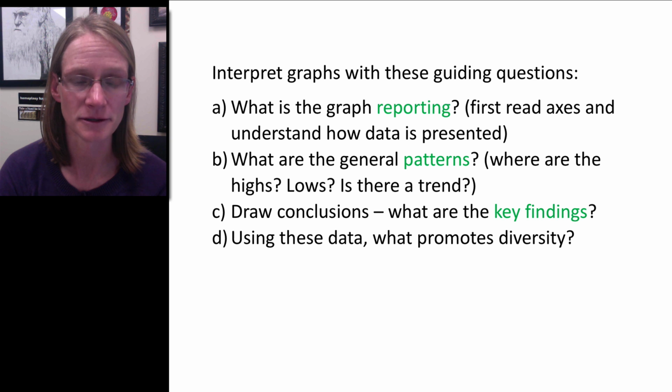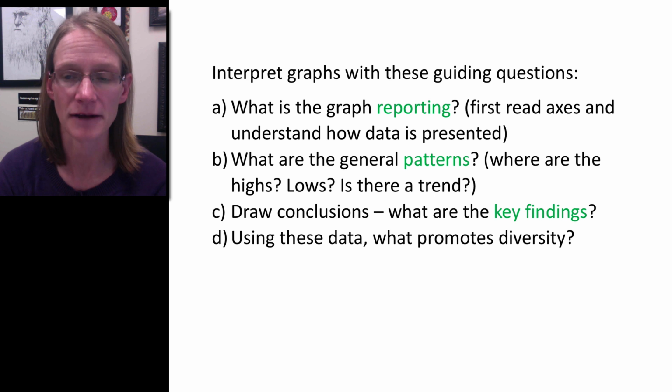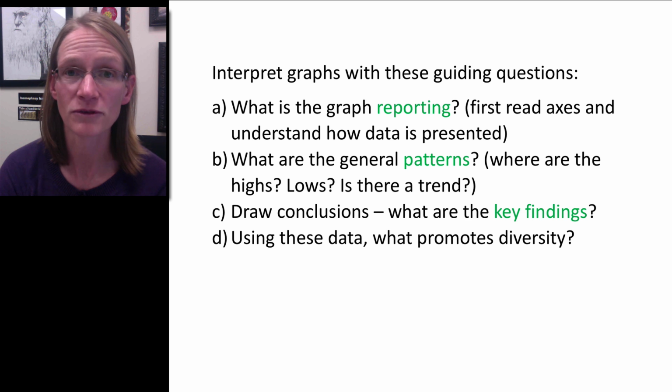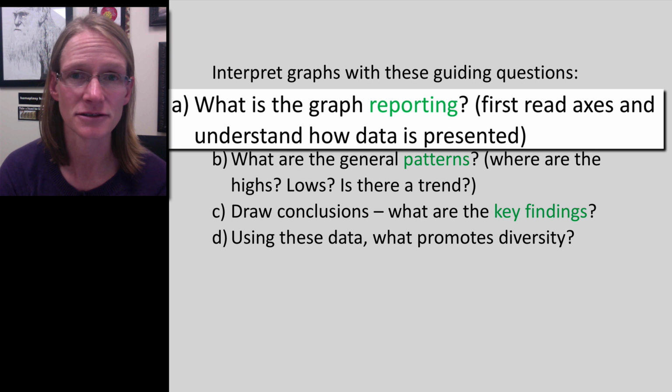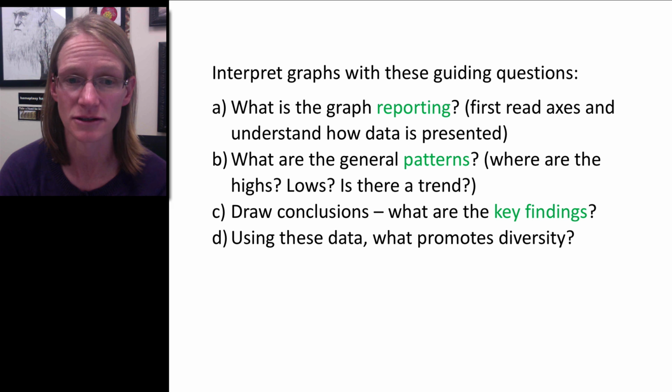the scientific literature. And so as we do that, it's important to use a couple of steps when we're trying to interpret graphs. And so here's a couple of guiding questions that, if you do this throughout the semester, may be a helpful way for you to think about how to interpret graphs. The first thing to do is to look at the axes and think to yourself, do you know what the graph is actually trying to tell you? What is it reporting to you? And how are the data actually presented?